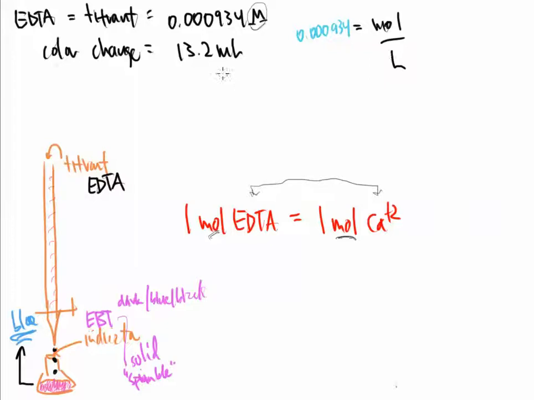Well, my liter, I know how many liters of EDTA that it took, right? I recorded it in milliliter, but that's not a big deal for me to convert that over. So I take 13.2 and I divide by 1,000, and what I end up getting is 0.0132 liter, right? So I take this, I divide by 1,000. That moves the decimal over 3 times, and that gives me liter. 13.2 mils is 0.0132 liter.